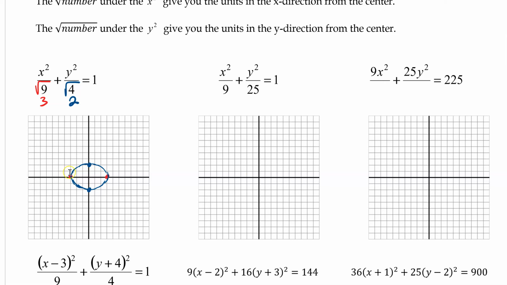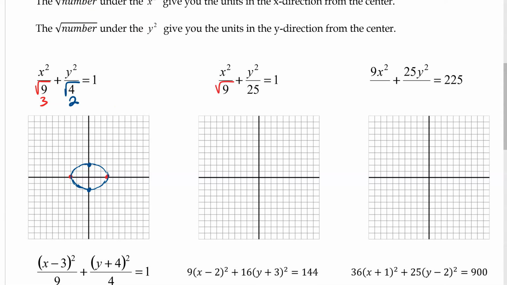And so we call this our major axis. So we have a major axis of length 6 and a minor axis of length 4. You can see it's 2 up, 2 down, so it's 4. So doubling it will tell us our axes. But that's it. Square root the denominator, it tells you how far to go.